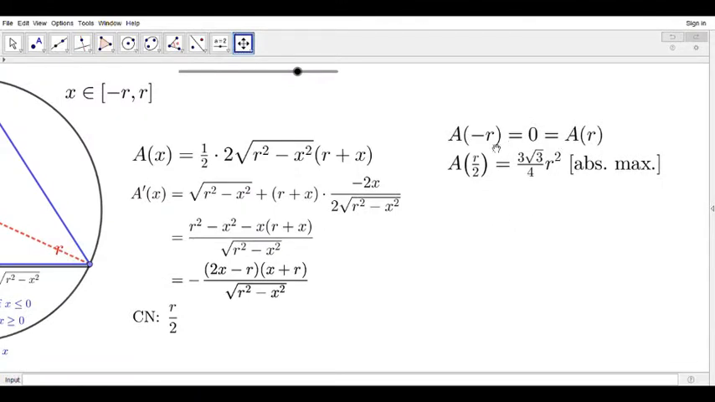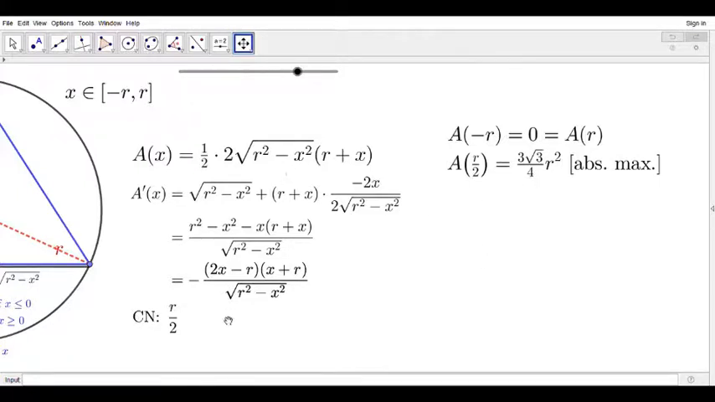Negative r and positive r, that's an easy enough evaluation because if x is r or negative r, this radical is going to be 0. So there you go. And then if x is r over 2, then plug it into this formula, and that's going to give you this 3 square root of 3 over 4 r squared. That's definitely larger than 0, so this is the maximum value. This is the largest possible area.